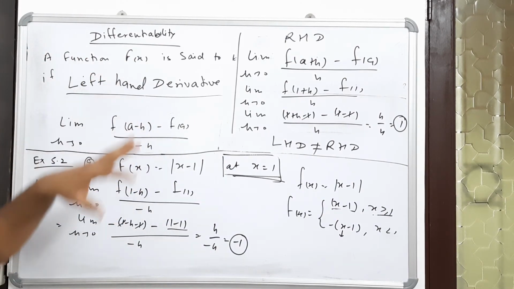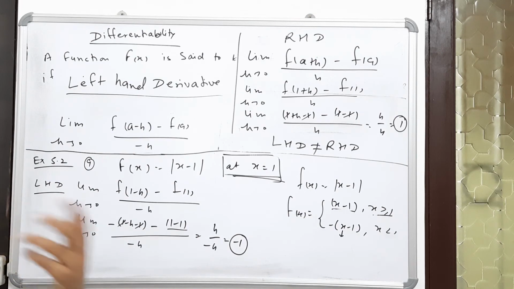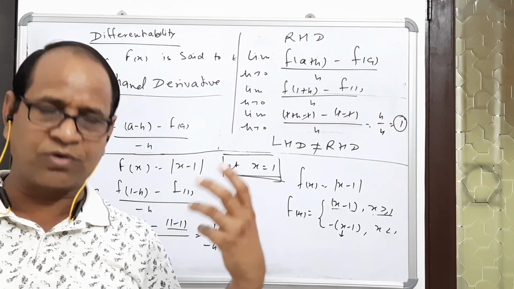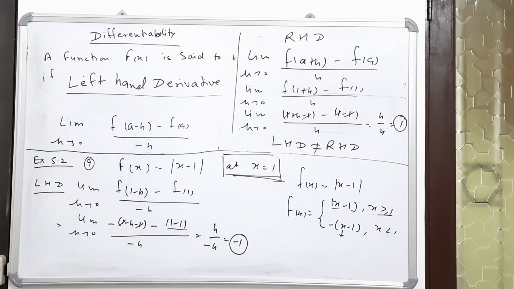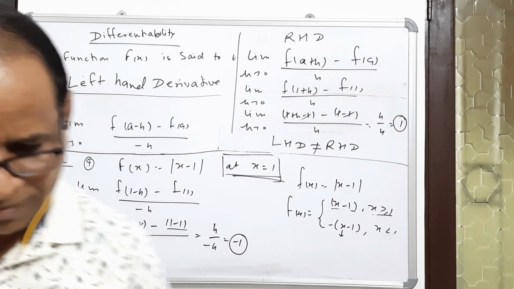And you know what is the meaning of continuity? A function is continuous if the left hand limit is equal to the right hand limit is equal to the value of the function. And we say here that this particular function is not differentiable.